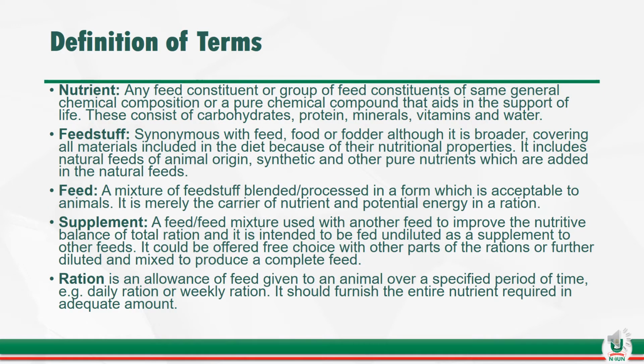Let's briefly look at the definition of some terms. Number one, we have nutrients. Nutrients refers to any feed constituent or group of feed constituents of the same general chemical composition, or a pure chemical compound, that aids in the support of life. And these consist basically of carbohydrates, protein, minerals, vitamins, and water. Number two is feedstuff.